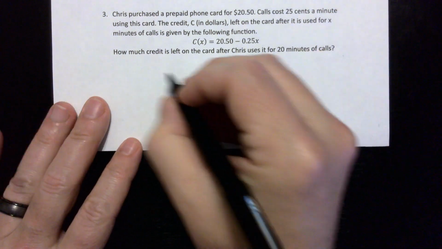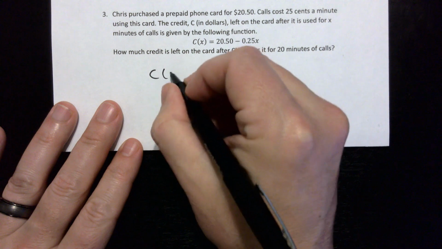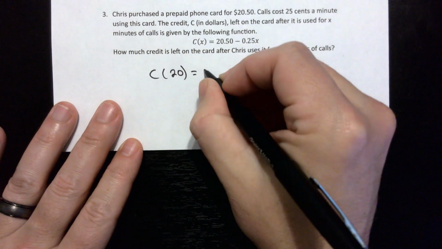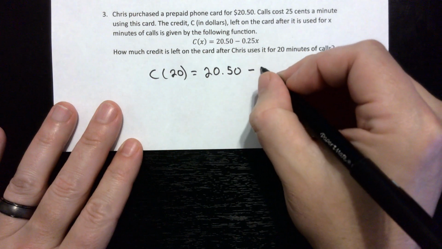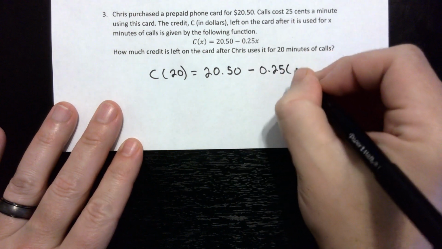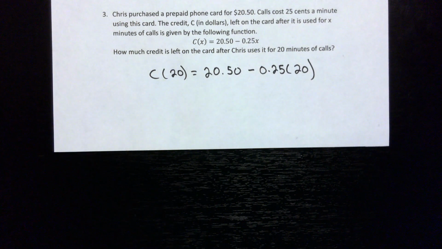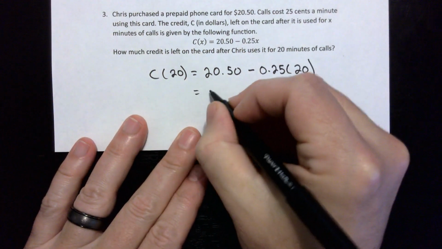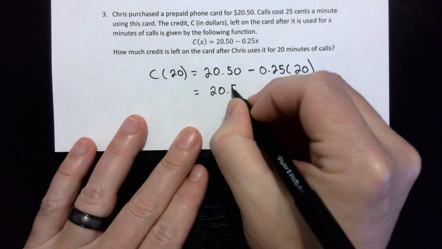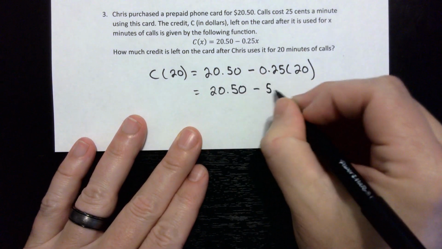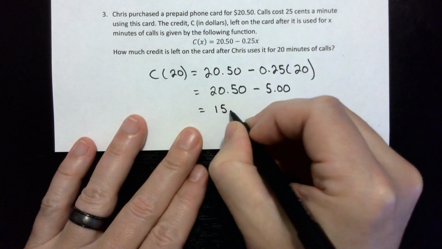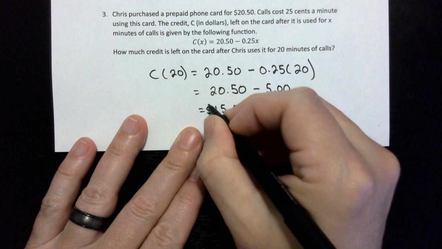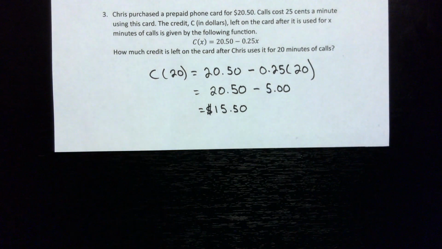To figure that out, we just plug in a 20 in place of the x, and that will give us $20.50 minus 0.25 times 20. What is 0.25 times 20? That's 5. So we have $20.50 minus $5 and no cents. That's going to end up being $15.50 that is left over on the card. And that's it.